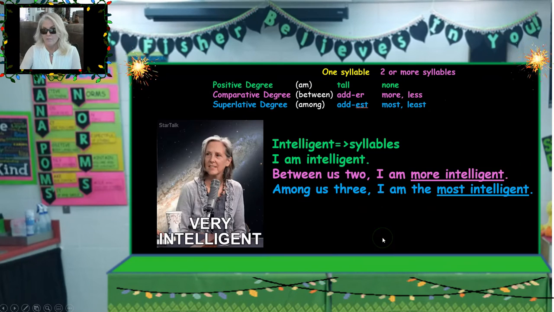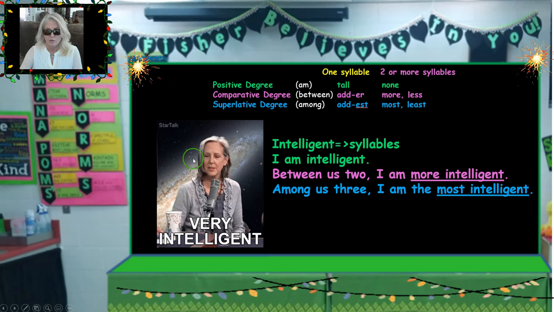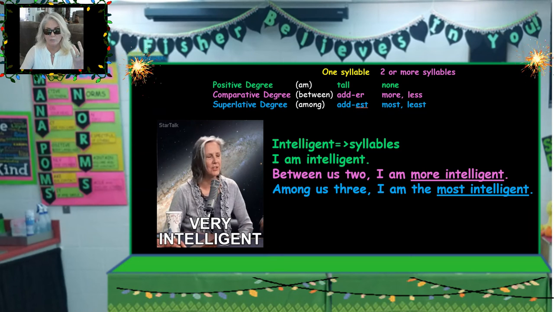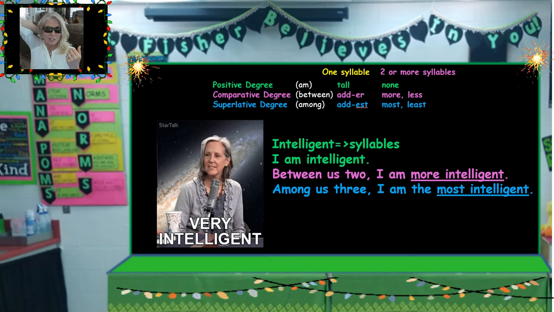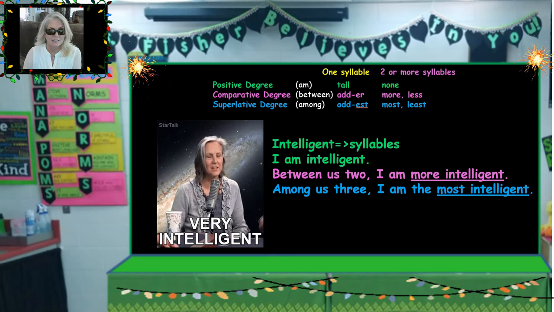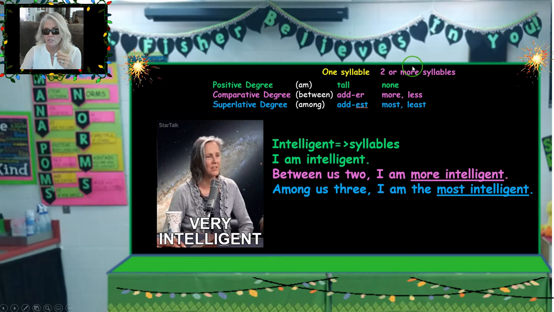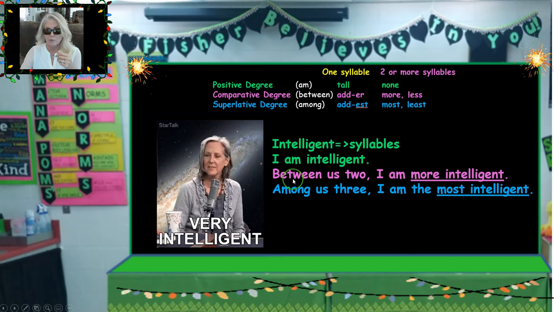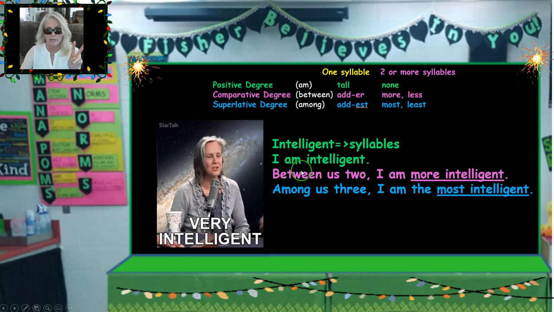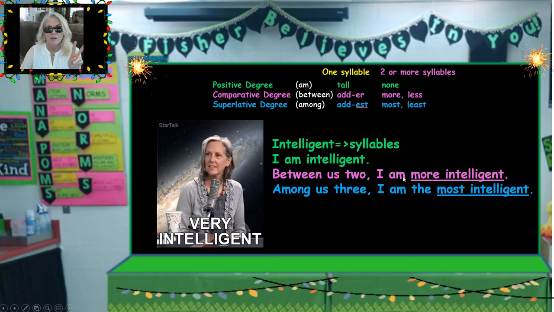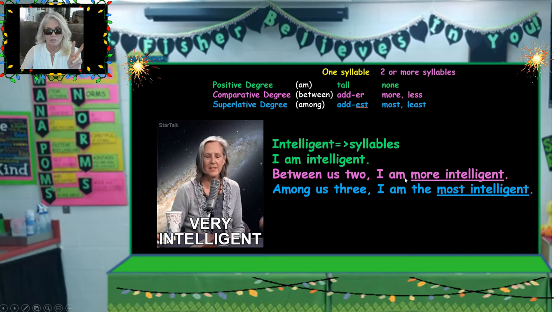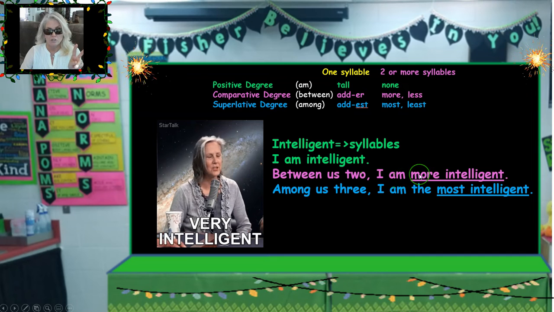All right, now the word intelligent. That's a lot of syllables. Intelligent, right? 4 syllables going on there. With intelligent, obviously we're not going to say intelligent-er or intelligentist. So you add those words. So this would be the example. I am intelligent. Between us two, now we know we're looking at 2 that we're comparing between. I am more intelligent. You wouldn't say between us 2, I am the most intelligent. It's more when you're comparing 2.